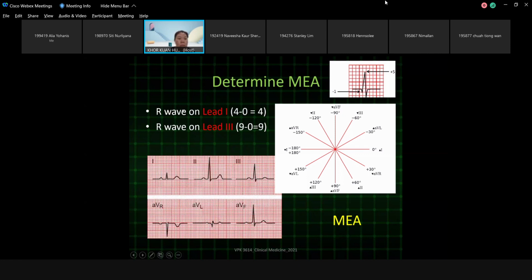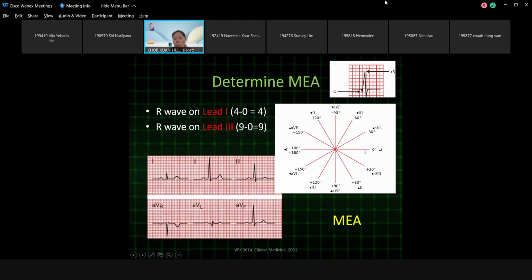In lead 1, how many boxes? 1, 2, 3, 4. So 4, minus the baseline over here, because sometimes the baseline suddenly slopes up or lower like that. So you calculate 4 boxes.